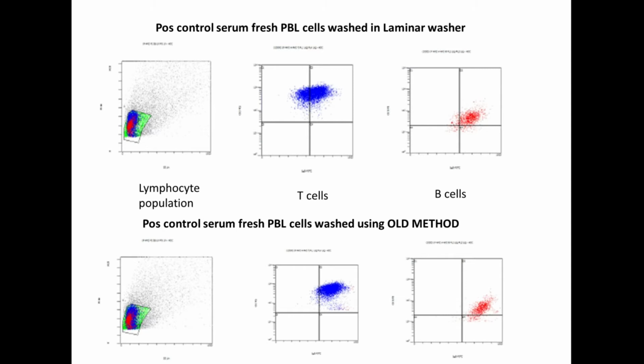All of these cells were isolated from a donor's peripheral blood on the day of my test. As you can see, most of B and T lymphocyte populations look normal, or as expected. They appeared intact and viable even after several rounds of washing in the Laminar Wash system. Forward scatter and side scatter characteristics remain the same.